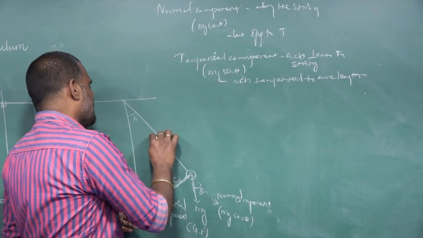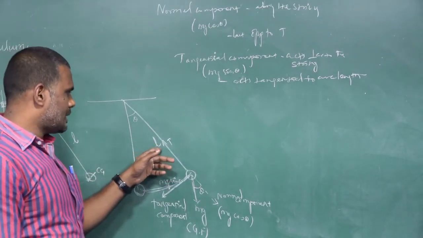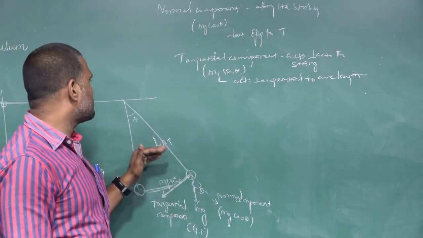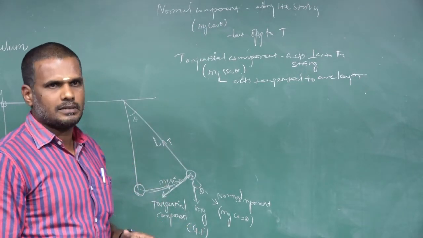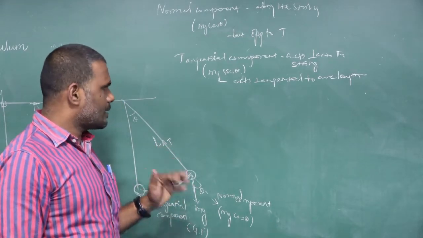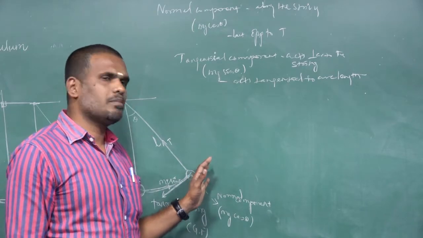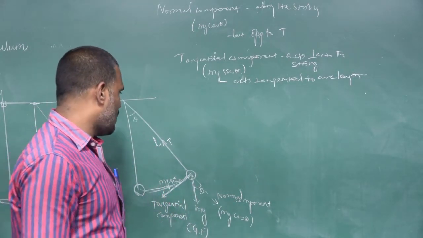We can say L is the length of the pendulum, as we have shown in the diagram. The length of the pendulum is measured between the point of suspension and the center of mass. That we know. Now we can check whether this oscillation of a simple pendulum is simple harmonic or not. Now we shall go on.